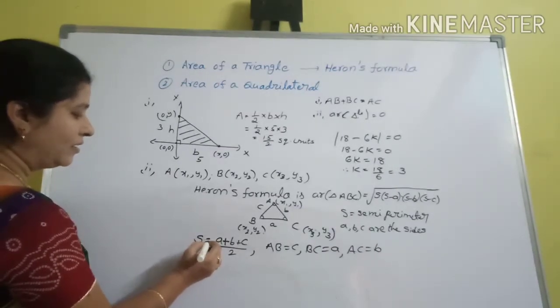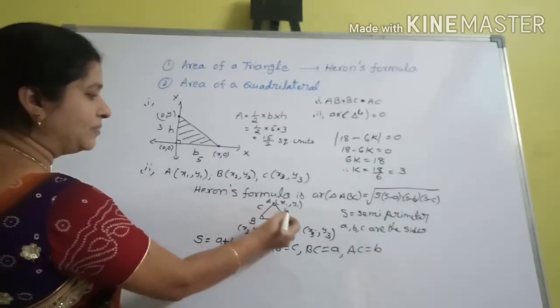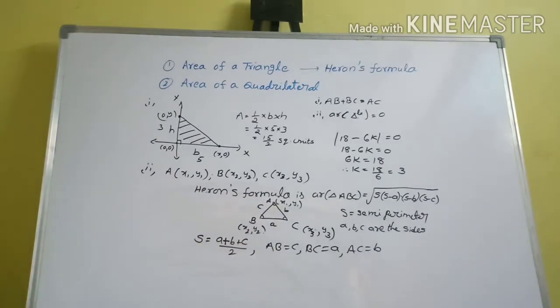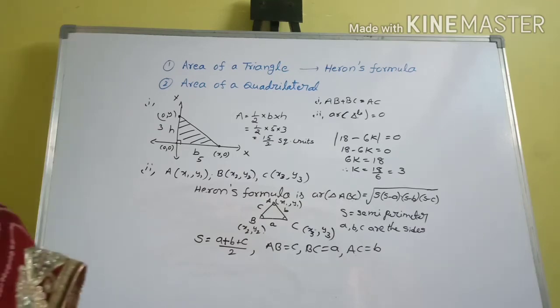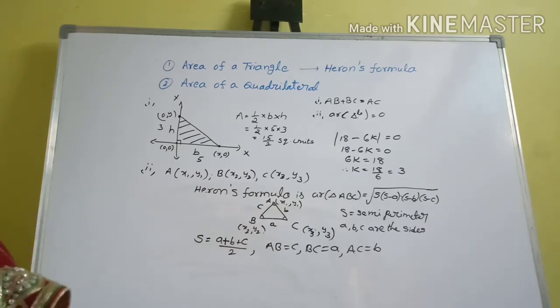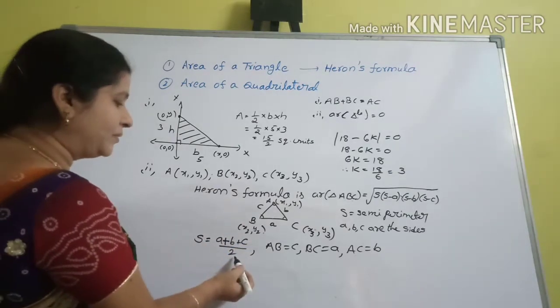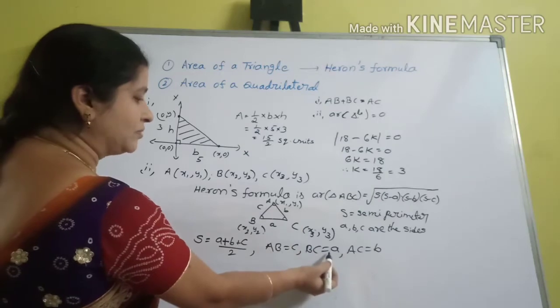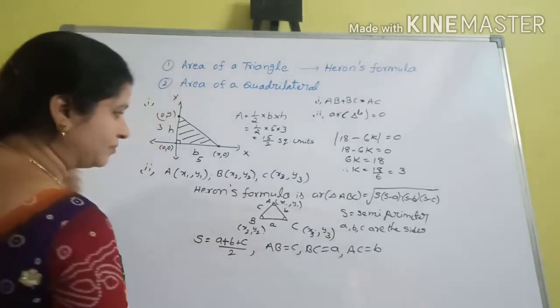Perimeter of the triangle is a plus b plus c. The sum of all the sides is called the perimeter of a triangle. Here S equal to (a plus b plus c) by 2. AB value c, BC value small a and AC value small b.